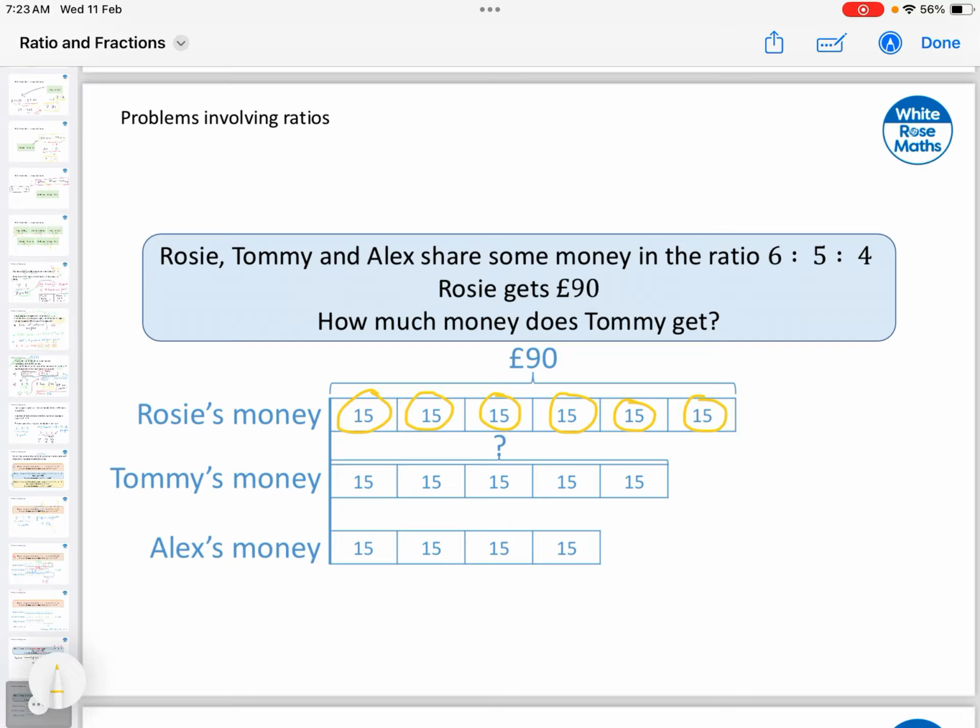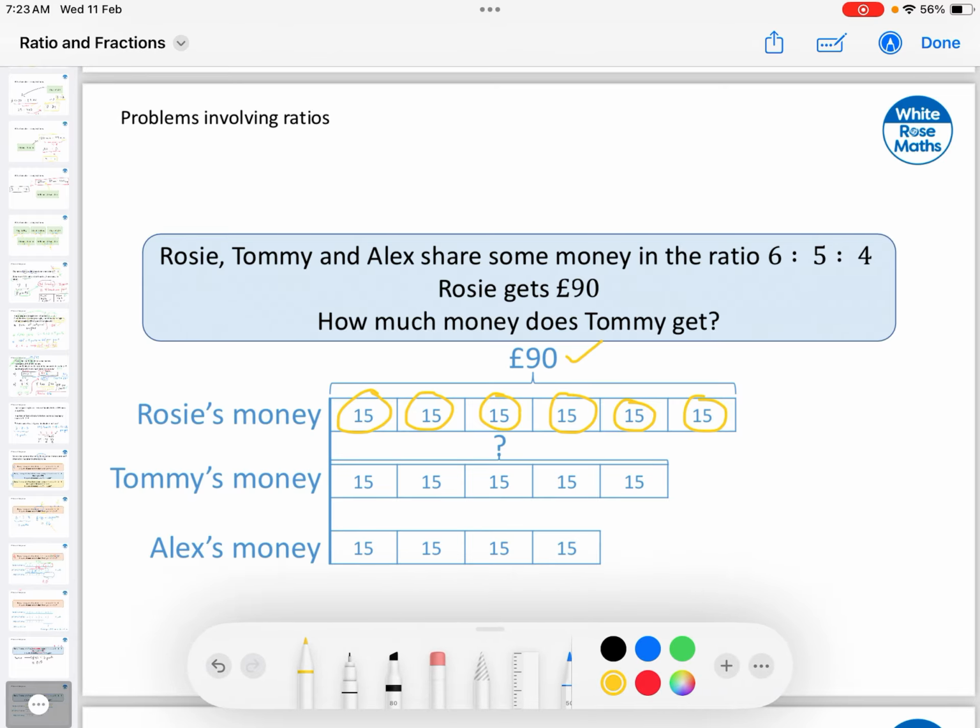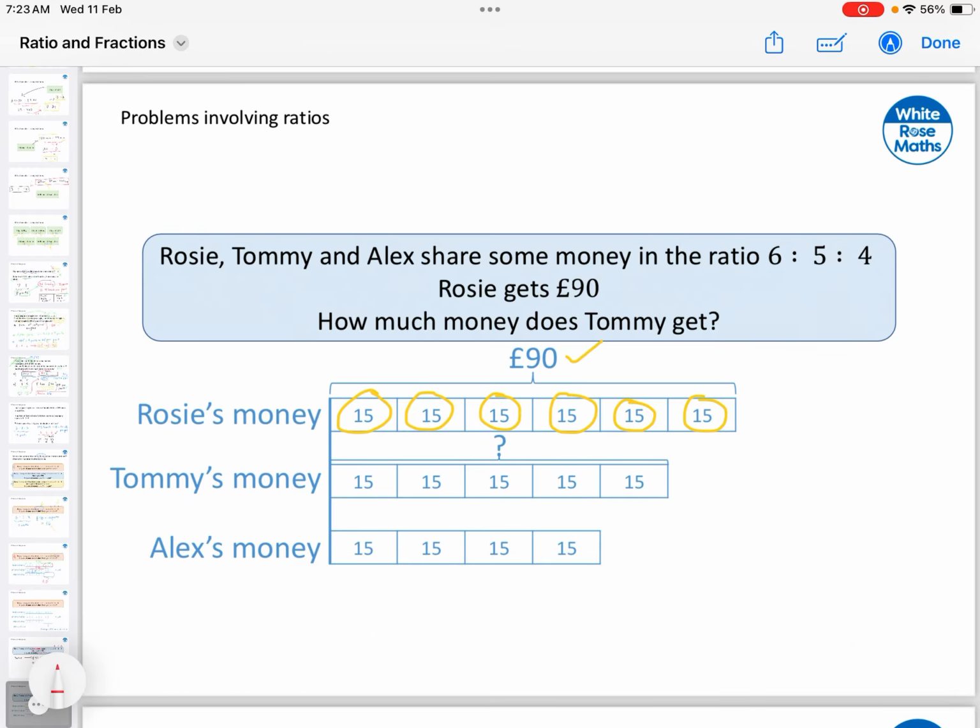If you add 15 six times, that gives us the total 90 that she received. But that is also true for the rest. So for Tommy, he has only 5 parts, but each one of those parts is 15. So if we're interested in finding how much money Tommy gets, the only thing we have to do is to multiply 15 times 5. And that gives us 75 pounds.